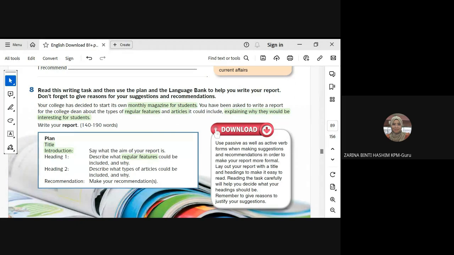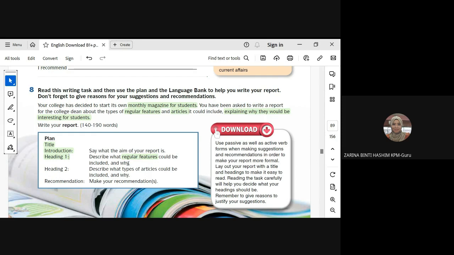Okay, just now from the sample question, the first heading was information, right? So that's why I told you heading 1 and 2 will depend on the question. Okay, it's regular features for heading number 1. Okay, so heading 1, regular features.